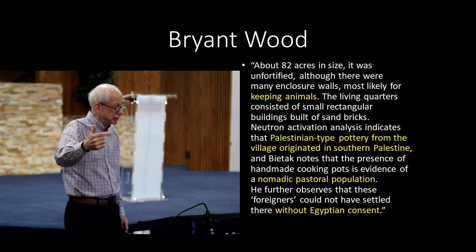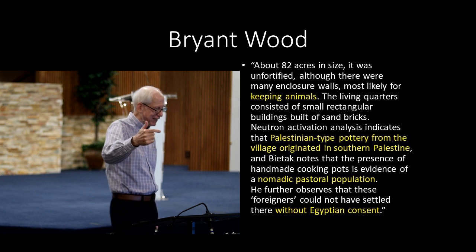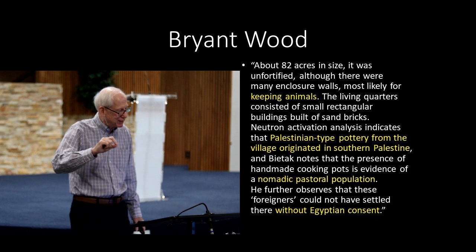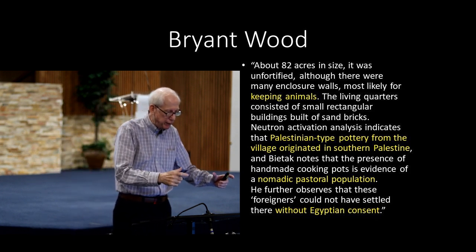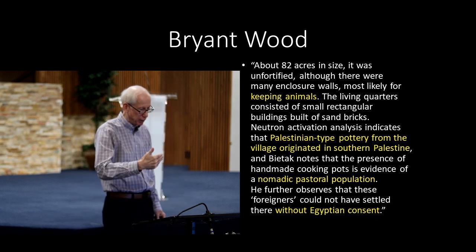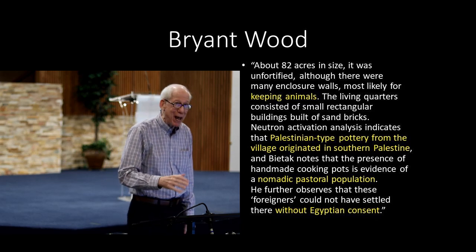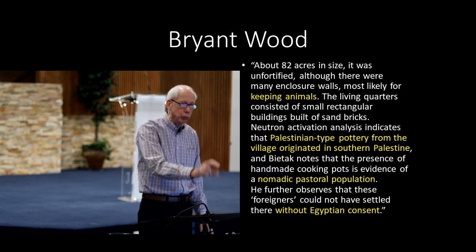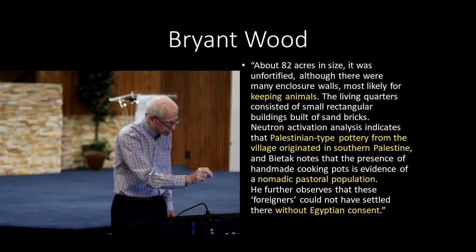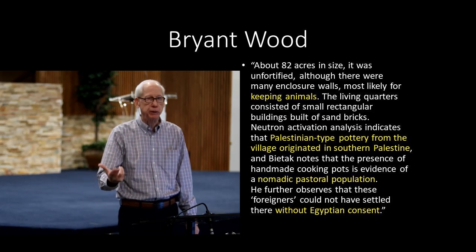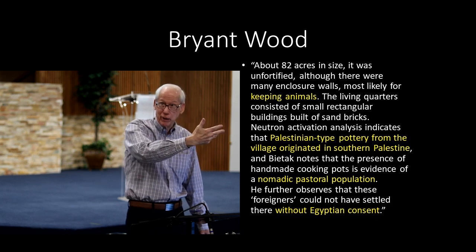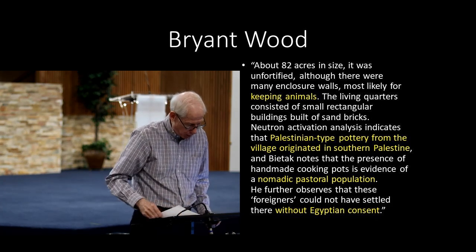The living quarters consisted of small rectangular buildings built of sand bricks. Neutron activation analysis indicates that Palestinian-type pottery from the village originated in southern Palestine. He notes that the presence of handmade cooking pots is evidence of a nomadic, pastoral, shepherding population. He further observes that these foreigners could not have settled there without Egyptian consent. As you know, Joseph's father had permission to go and settle where they settled.